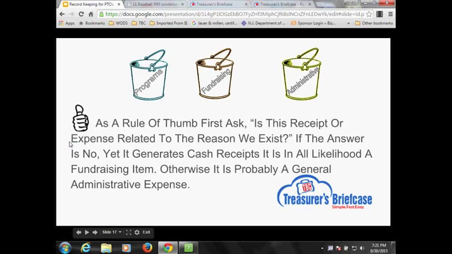As Greg said earlier, I can feel your pain because I was once, multiple times, a treasurer for 3 different organizations. One of the rules of thumb I came up with that I think works really well is to ask yourself, is this receipt or expense related to the reason we exist? If the answer is no, but it generates some form of cash receipt, in all likelihood, it's a fundraising item.